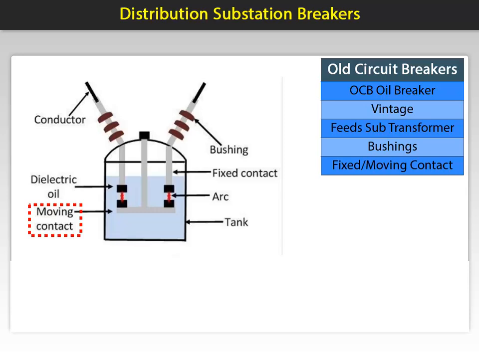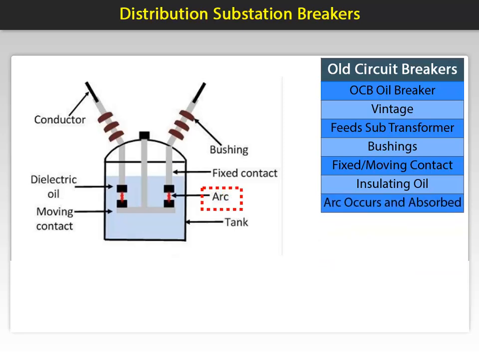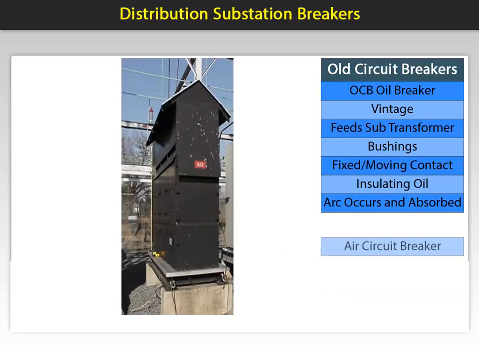The oil in the breaker tank insulates the current carrying parts and also cools the contacts to prevent overheating. When the breaker is interrupted, the arc energy is absorbed by the oil. In addition, the oil reduces wear and tear and prevents oxidation. Another old-school device would be an air circuit breaker or ACB.